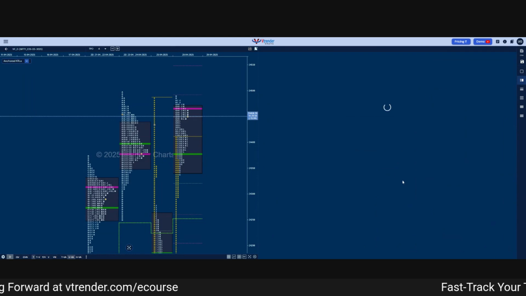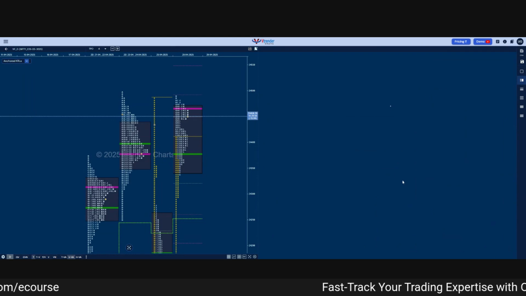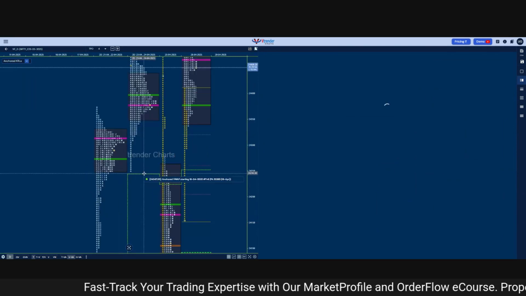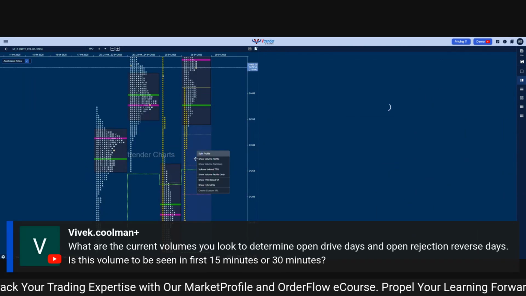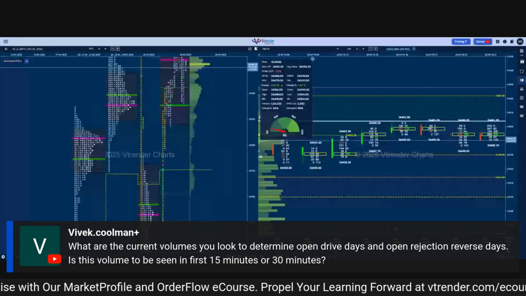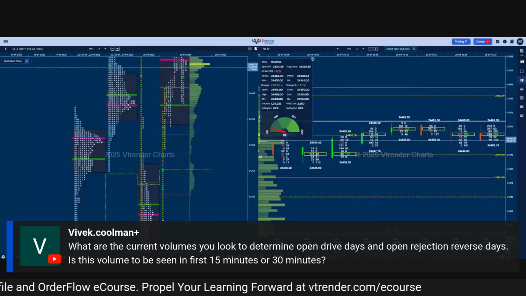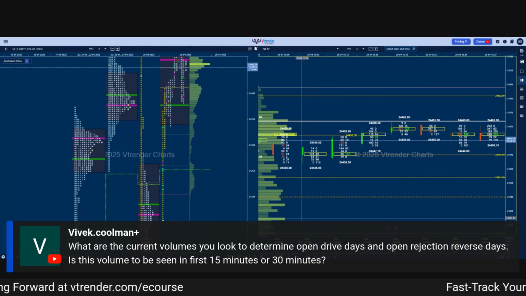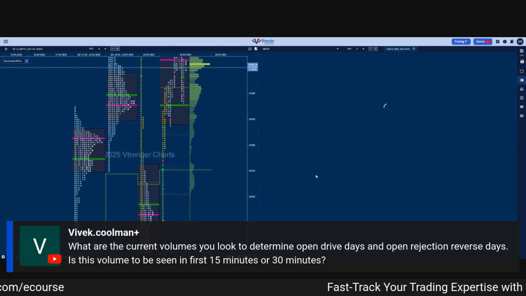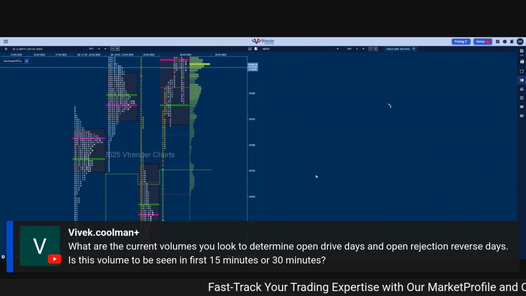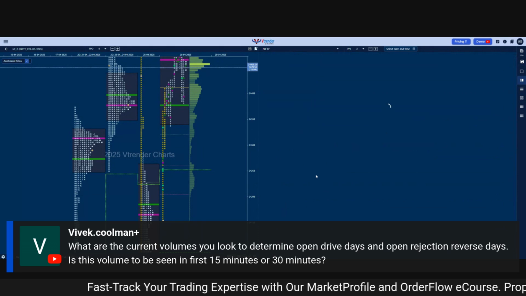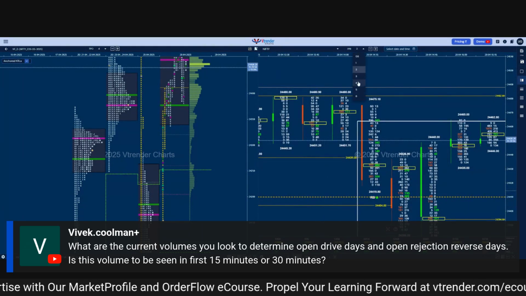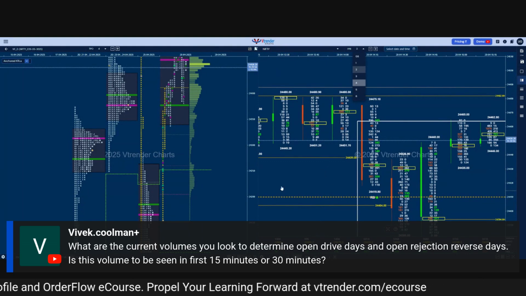So in this combination, we look at volumes to arrive at the open type, and when do we know which is a drive. So the open type needs to be decided in the first 15 minutes. Most of the days it is very clear in the first 15 minutes. On rare occasions, in the first 30 minutes you can get a fresh signal after the first 15 minutes are over. But most of the days the first 15 minutes are good enough.